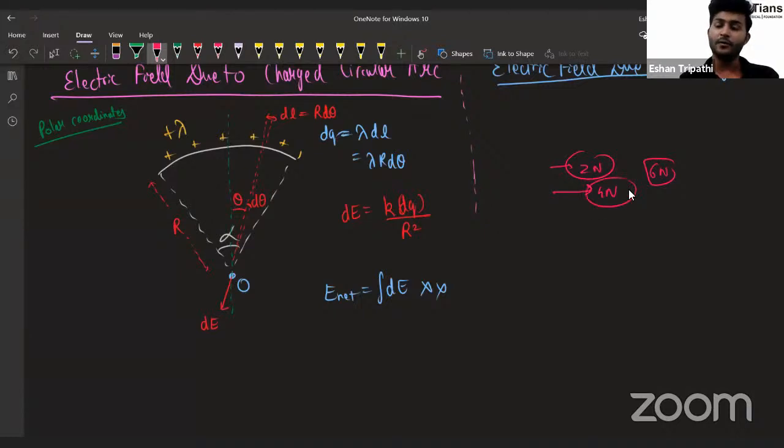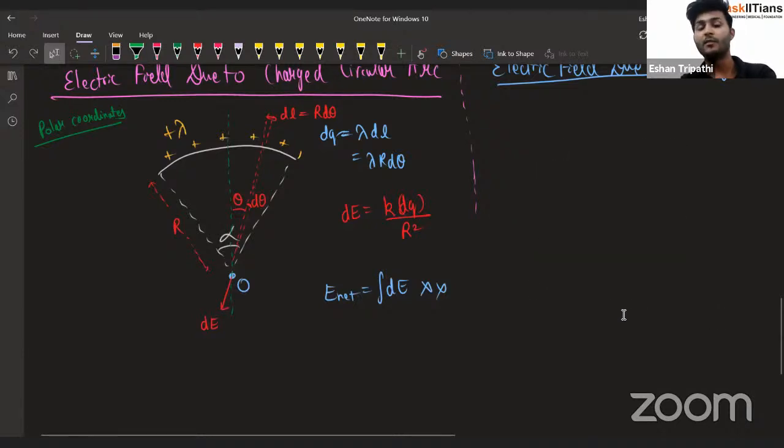You can add 2 and 4. Why? Because they're in the same direction. But what if 2 Newton was upwards, 6 Newton was upwards? Can I say net force is 8 Newton here? No. So you cannot add vectors. You cannot integrate if they're in different directions. You can only add their components.